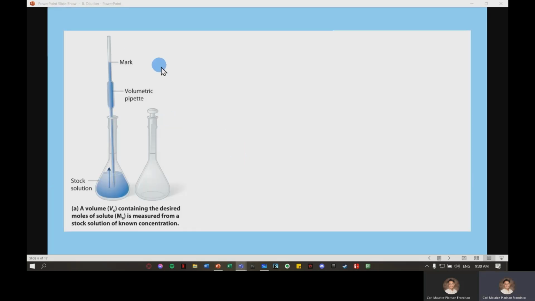Now, in an experiment or in a laboratory setup, a simple dilution is being done as follows. So you have here two particular volumetric flasks. This particular volumetric flask contains the stock solution, meaning the solution that needs to be diluted. Using a volumetric pipette, we'll be gathering a certain amount up until the mark. Say, for example, the volumetric pipette is blank. So we'll gather a certain amount of stock solution up until this mark.